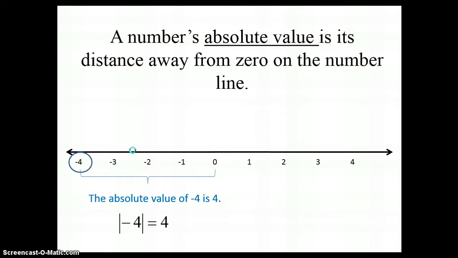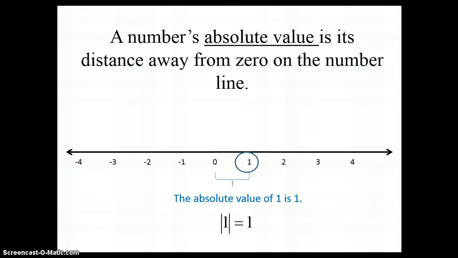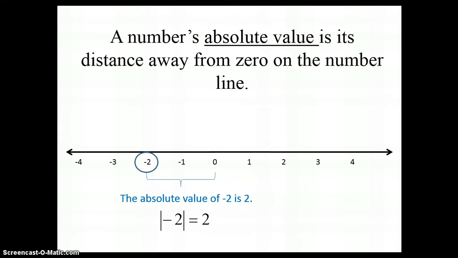The absolute value of -4 is 4. The absolute value of -1 is 1. Notice, all absolute values are positive, despite the location of the integer on the number line. The absolute value of -2 is +2, because it is 2 units away from 0.